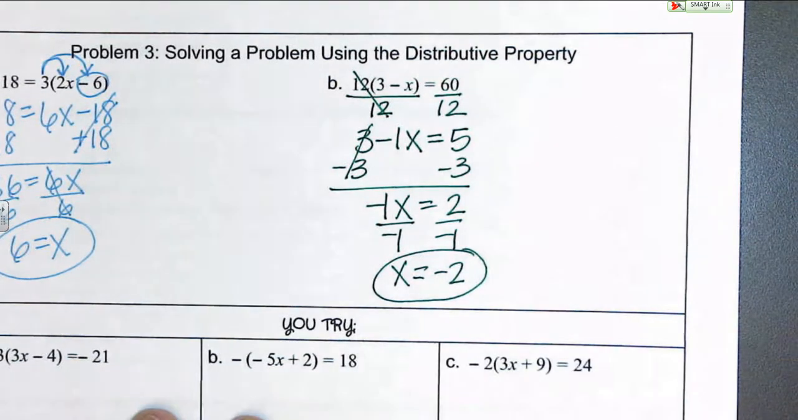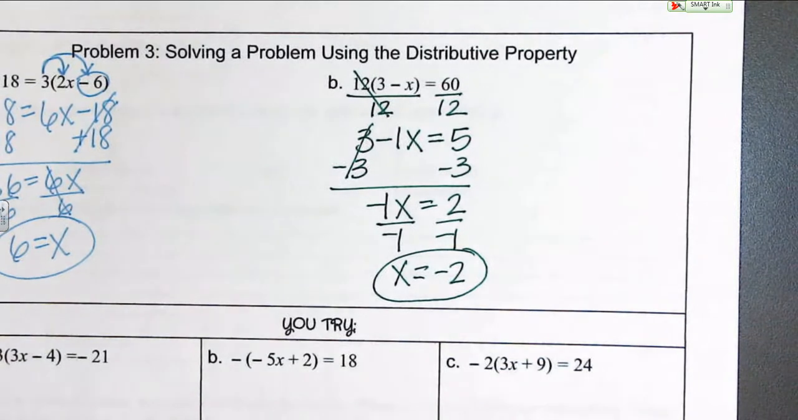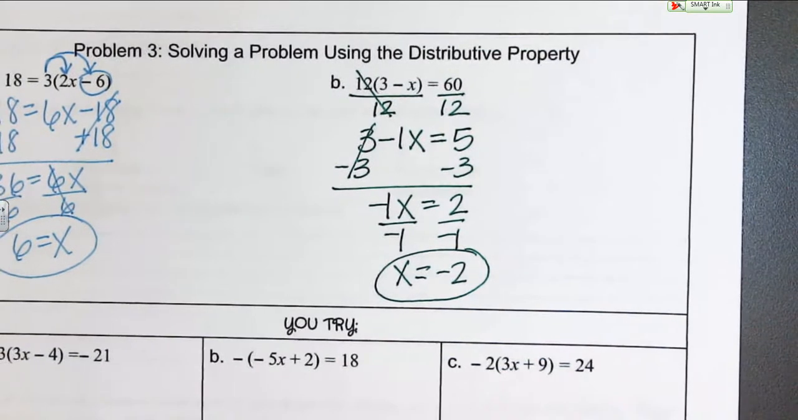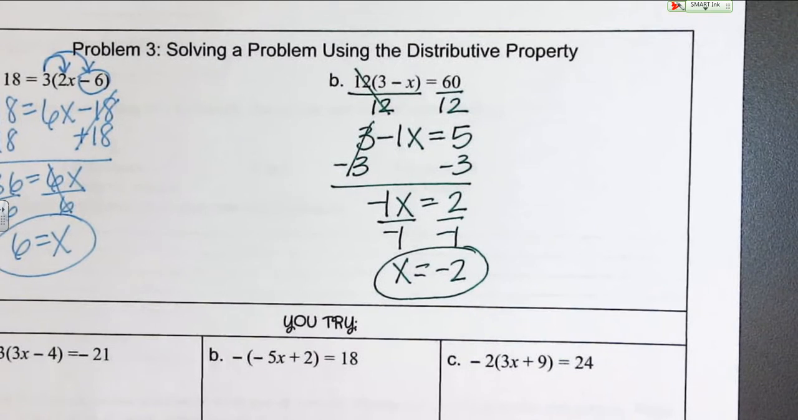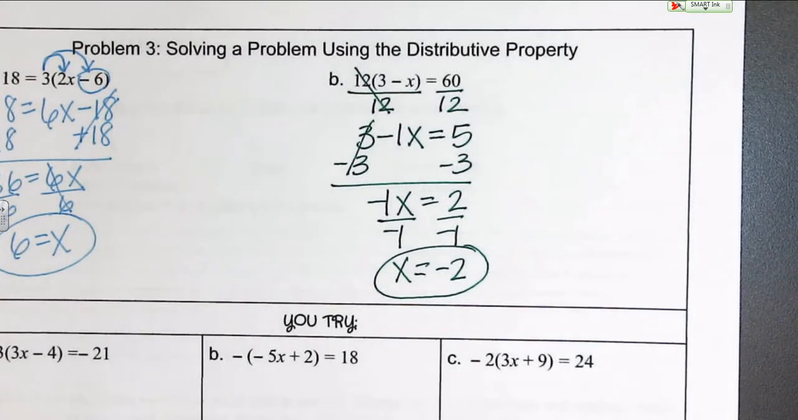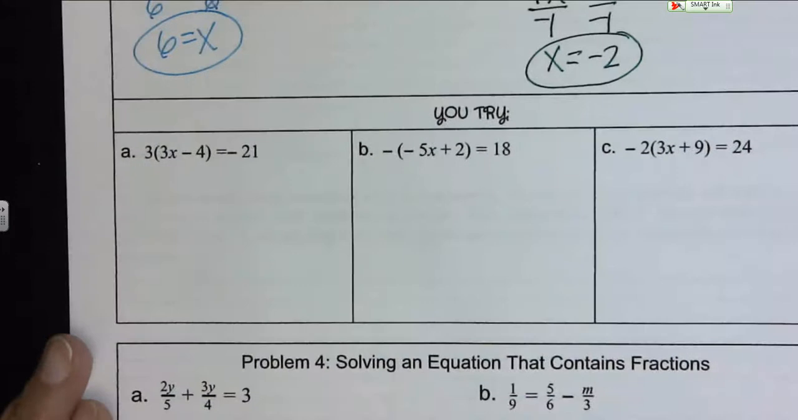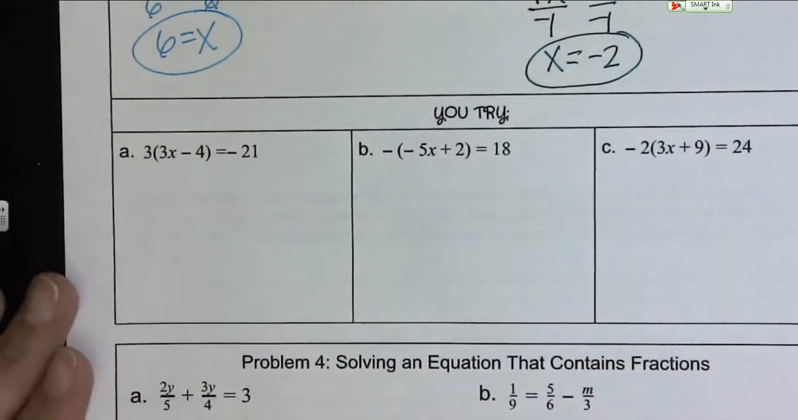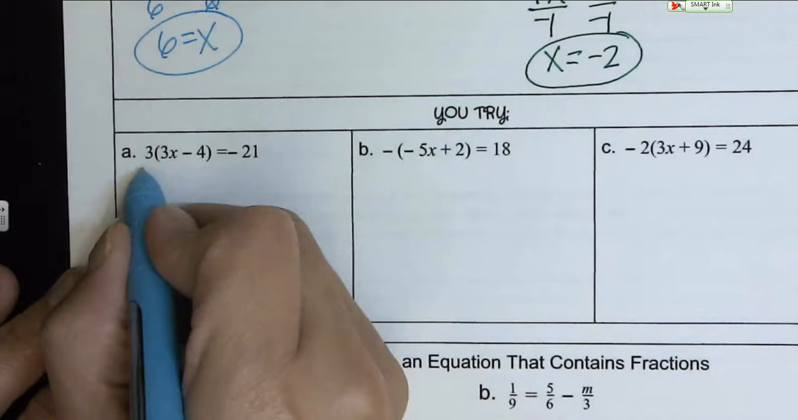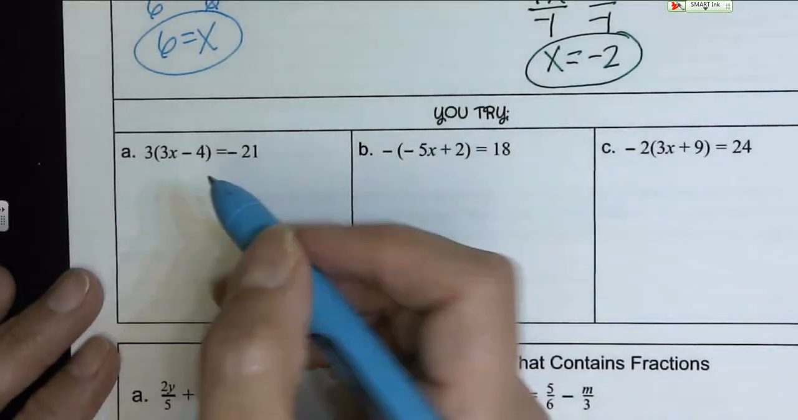All right. Letter A. We have 3 times the quantity, 3x minus 4 is equal to negative 21. So on this one, I would divide out the 3. I would divide by 3. All right. So we have a 3x minus 4 left is equal to negative 7. Add 4 to both sides of the equation. 3x is equal to negative 3. Divide both sides by 3. X is equal to negative 1.